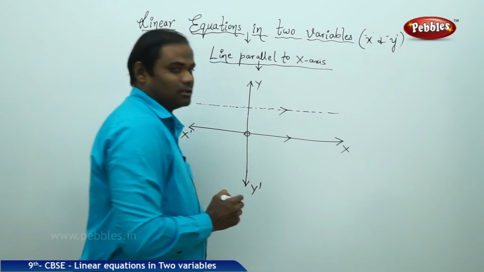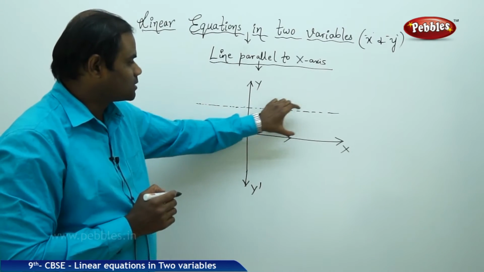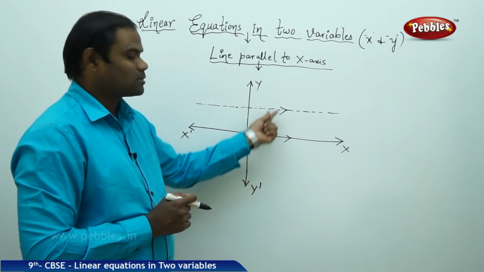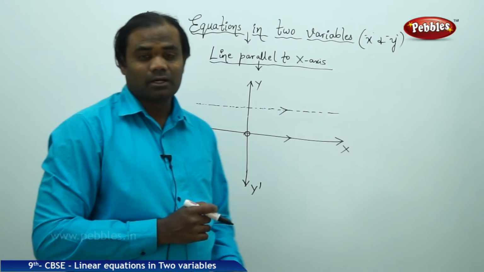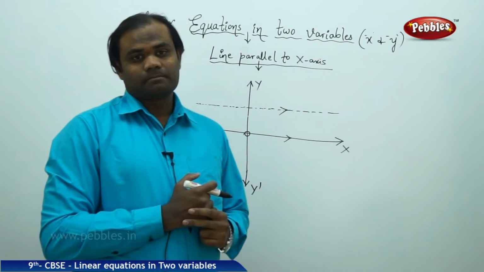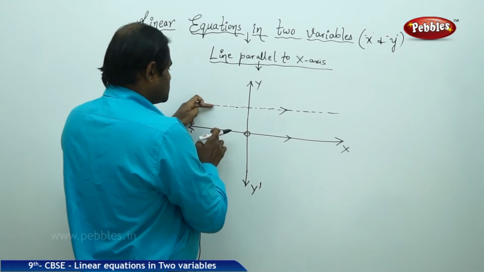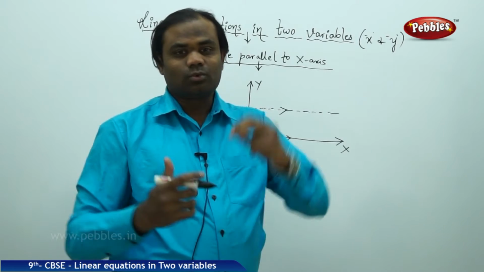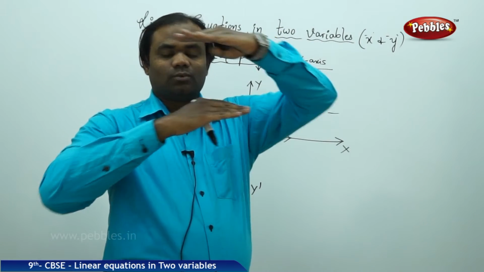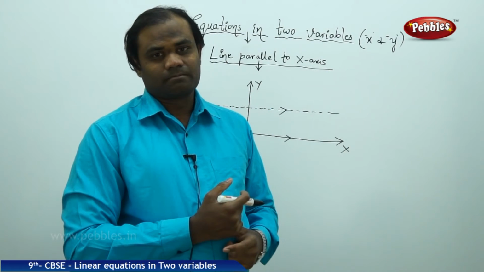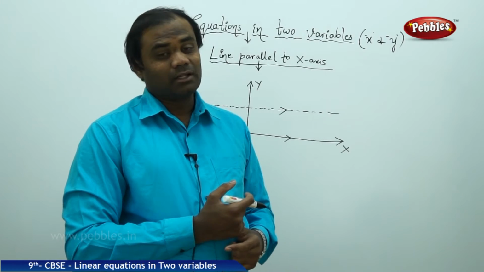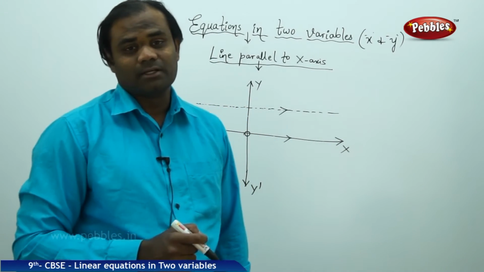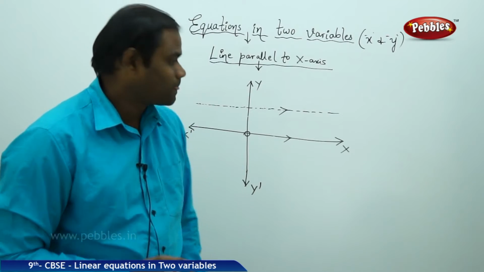Now this is parallel only when the perpendicular distance between any 2 points on the two lines is equal. So imagine I take this distance and this distance. If they are equal, then I say the lines are parallel, at equal distances. It cannot have unequal distance at any stage of its parallelity, is how we understand parallel lines.